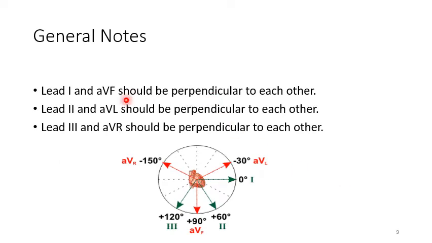So if we have a further look, you will notice that lead 1 and AVF are perpendicular to each other. Lead 2 and AVL also should be perpendicular to each other. Lead 3 and AVR also should be perpendicular to each other.